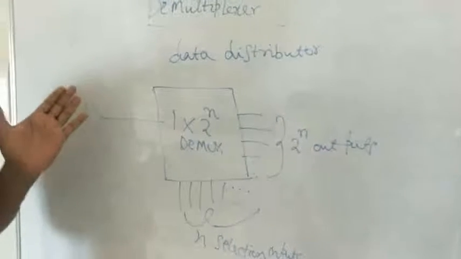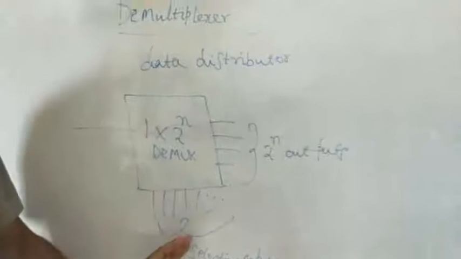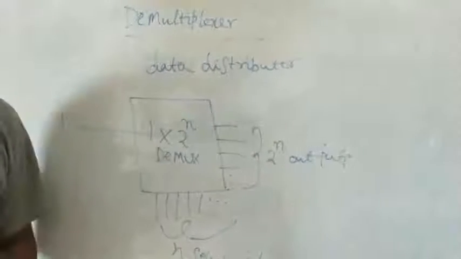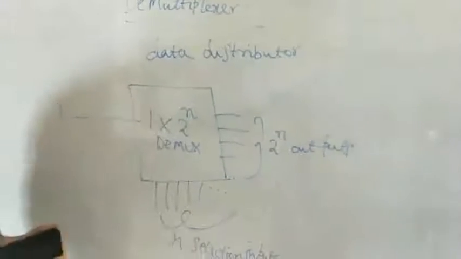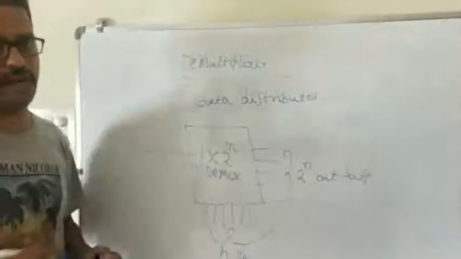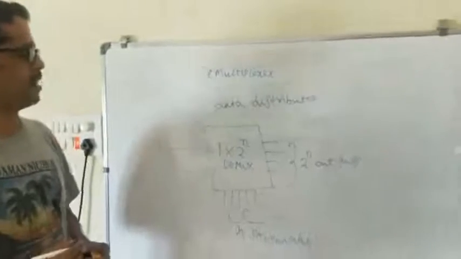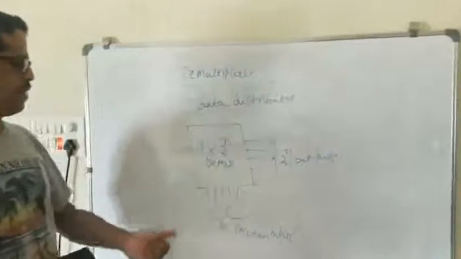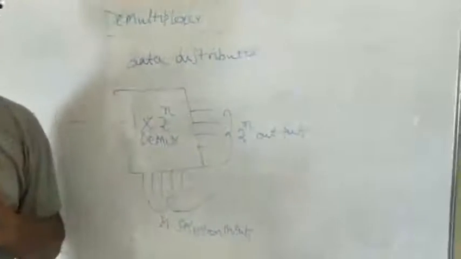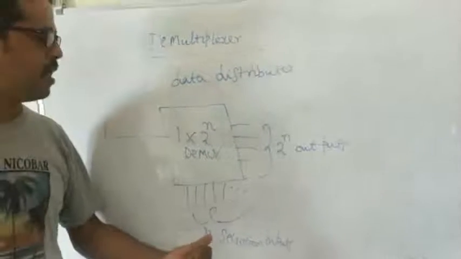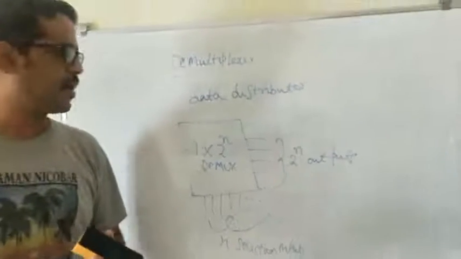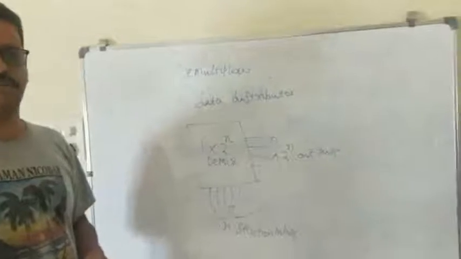So we'll be having only one data. The selection inputs will decide in which of the 2 power n output channels this one data should travel. That is why it is called a data distributor: in which channel the data has to be distributed. That is the aim of a demultiplexer. 1 by 2 power n. So if n selection input is 2, we are going to design a 1 by 4 demultiplexer. If selection input is going to be 3, then we are going to design a 1 by 8 demultiplexer and so on. Now we can design 1 by 4 demultiplexer.